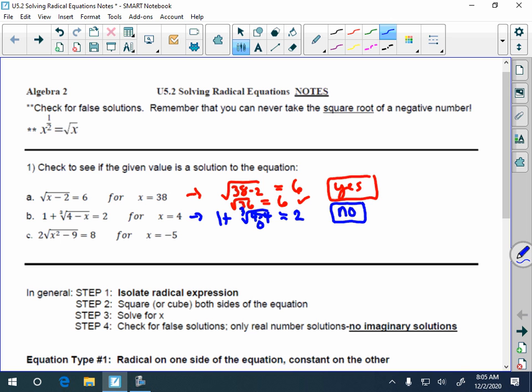Then we can check to see is -5 a solution. All right, so here we have 2 times. Now when we substitute numbers in, especially negatives, use parentheses. We're checking to see does that equal 8. All right, so -5 squared is positive 25, and 25 minus 9 is 16. So 2 times the square root of 16, does that equal 8? Well, the square root of 16 is 4, and 4 times 2 is 8, so yeah. All right, -5 is a solution.